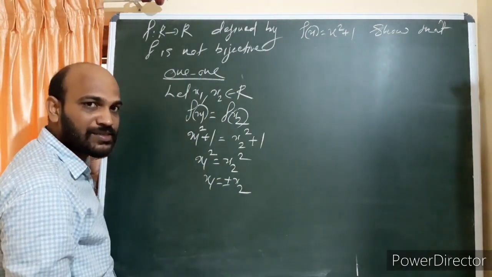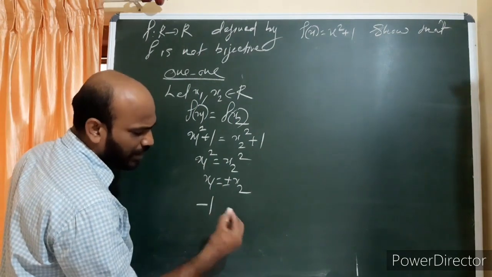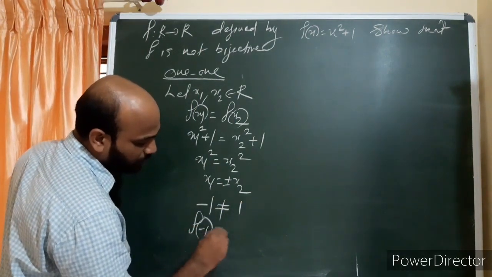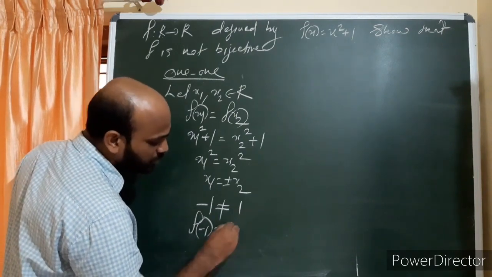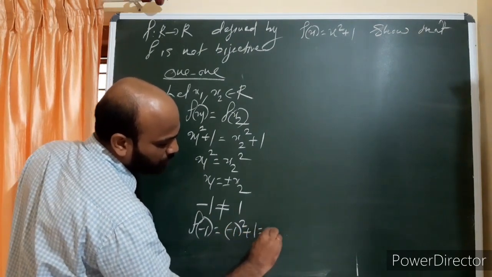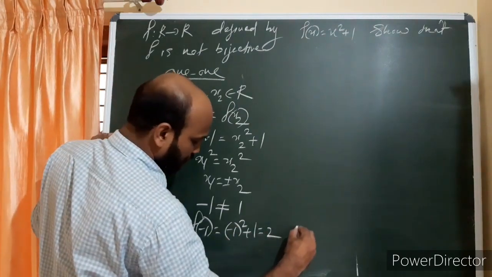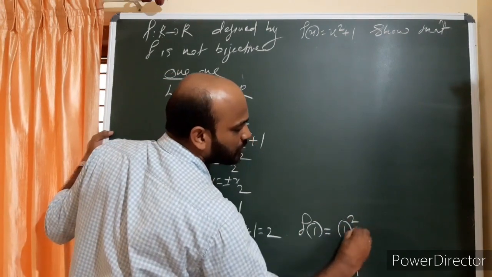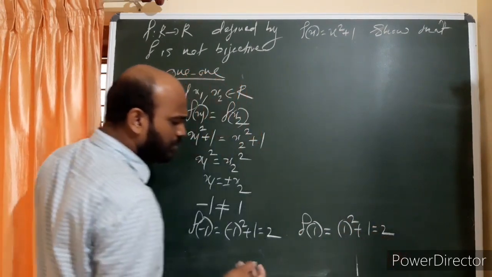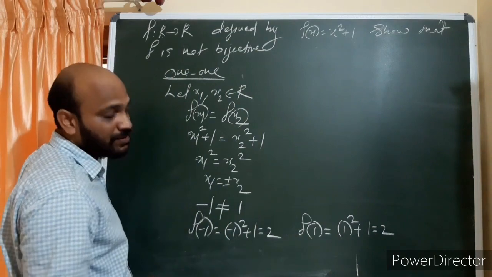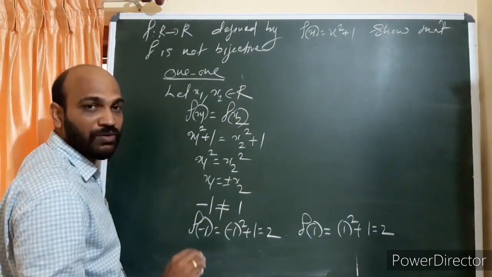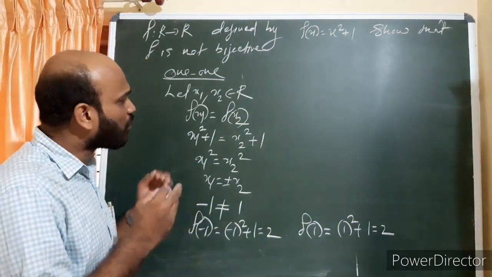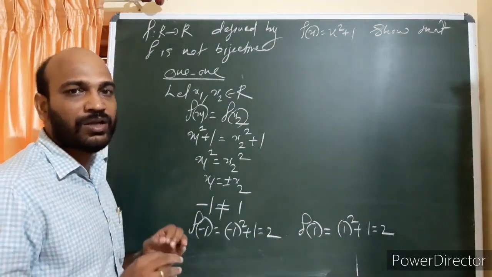But you have to find one example. Okay, minus 1. Clearly minus 1 is not equal to 1. But f of minus 1 is equal to minus 1 square plus 1, that is equal to 2, and what about f of 1? f of 1 will be 1 square plus 1, which is equal to 2. Means two different elements are having the same image. So it is not a one-one function. That means we need not go for onto. Since it is not 1-1, we can say that it is not bijective.